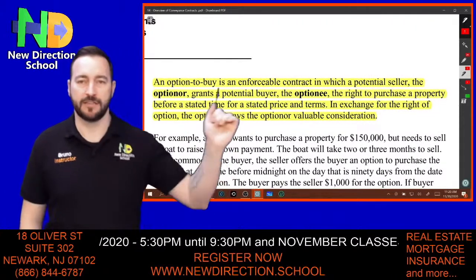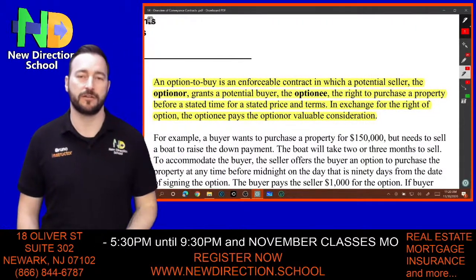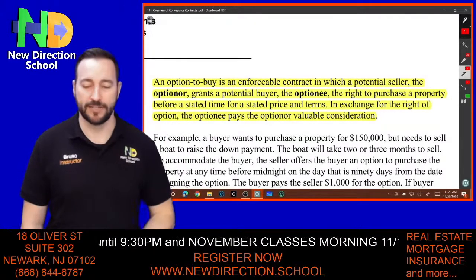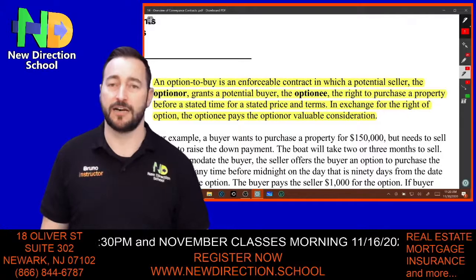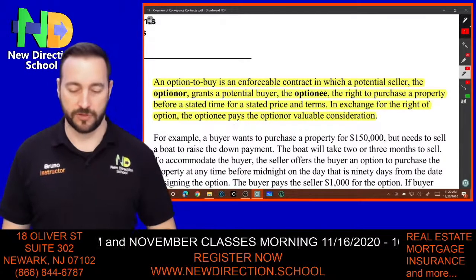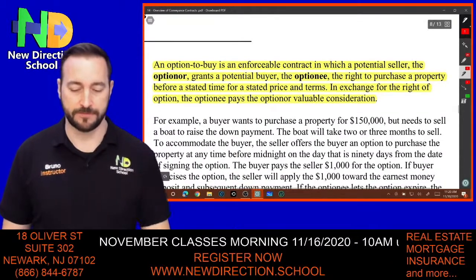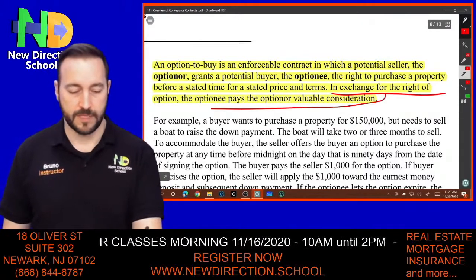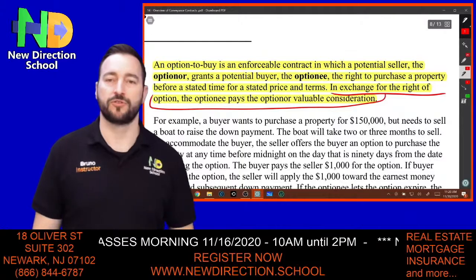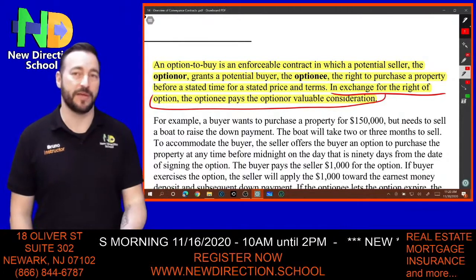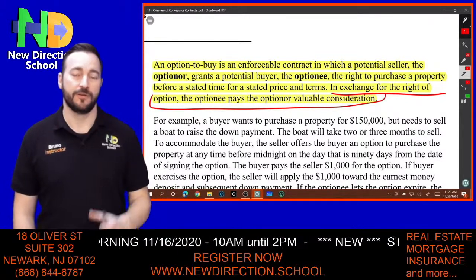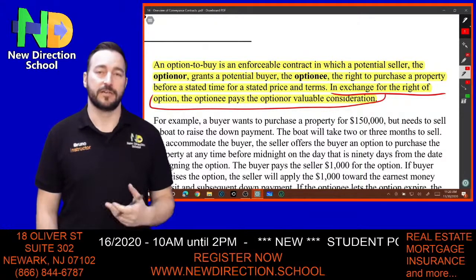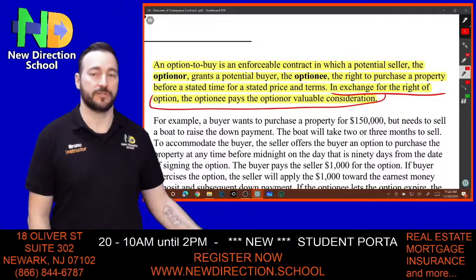So an option to buy is an enforceable contract in which a potential seller, the optionor, grants a potential buyer, the optionee, the right to purchase a property before a stated time for a stated price and terms. In exchange for the right of the option, the optionee pays the optionor valuable consideration. So it's like a down payment, right? If I'm purchasing an option, I'm giving you a down payment, which is a commitment to later on purchase the house, all right?